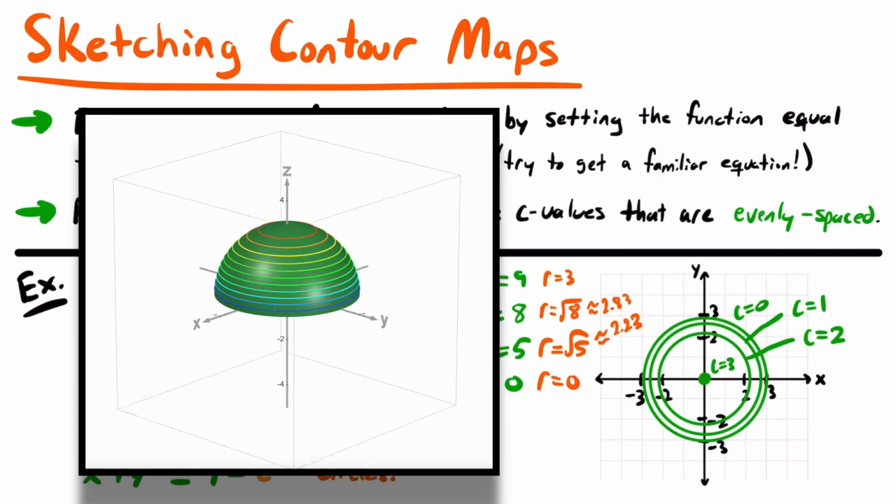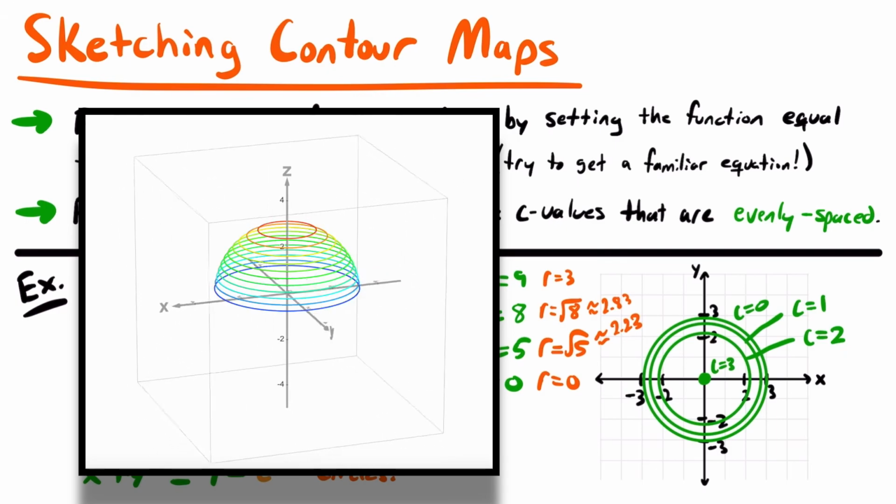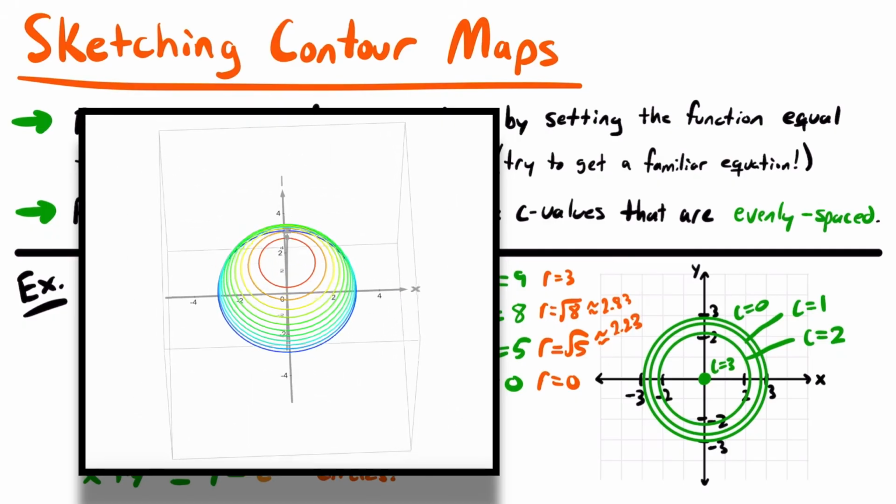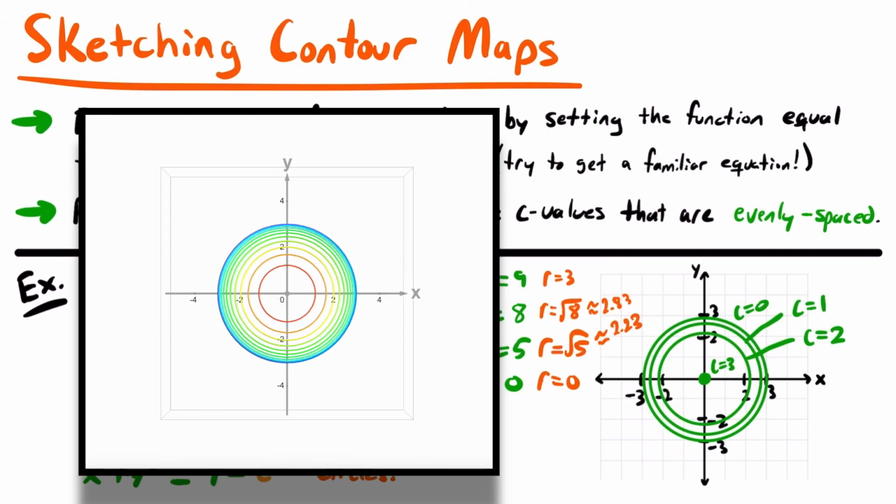I included a few more than what we graphed in our contour map, just to give you a better visual, but we didn't have to do that in our sketch. As long as you pick values of c evenly spaced apart, you're fine. But you can see that if you were to look at this semisphere from the top down and only look at the level curves, you get a very similar contour map to the one that we drew here.